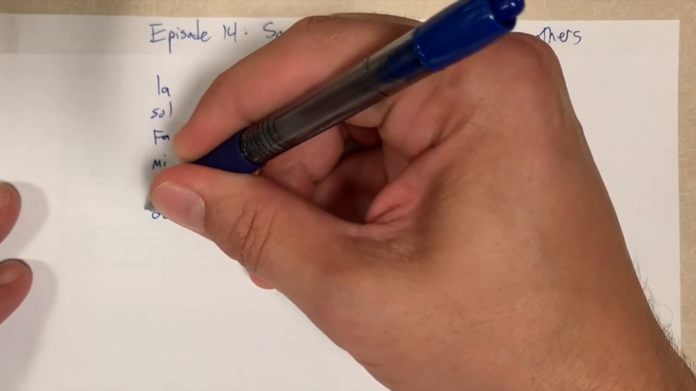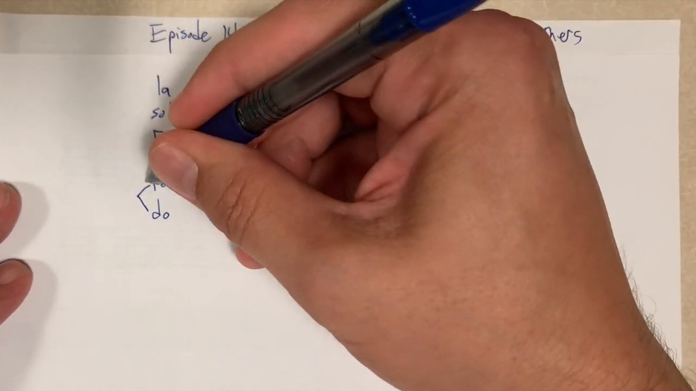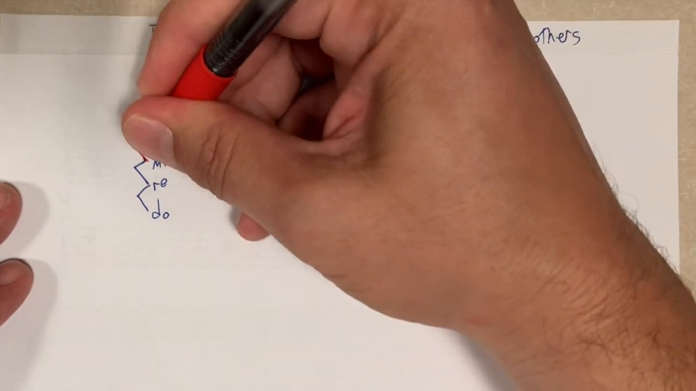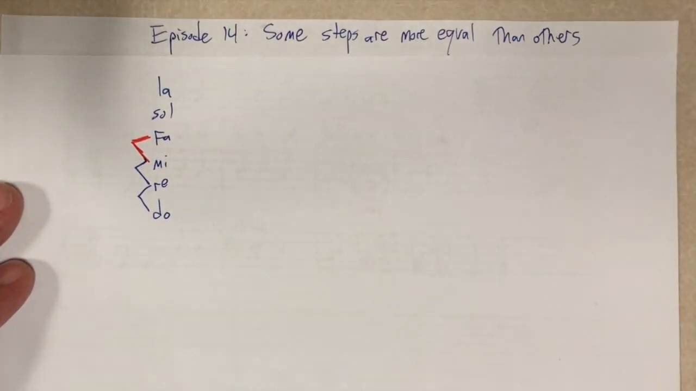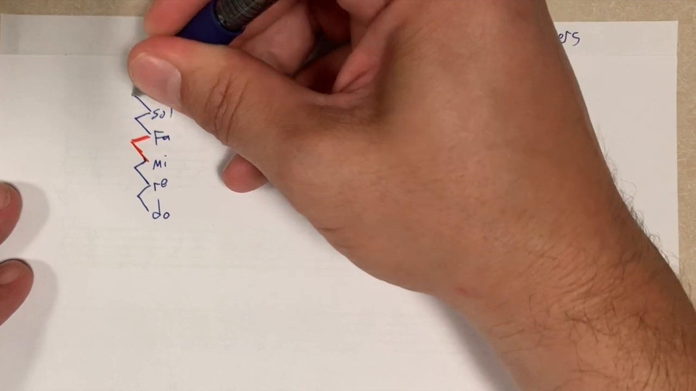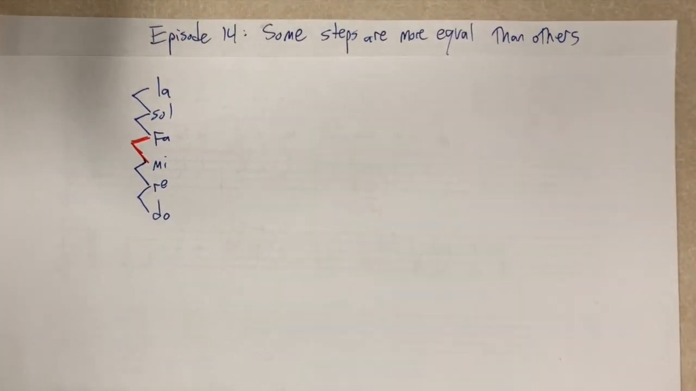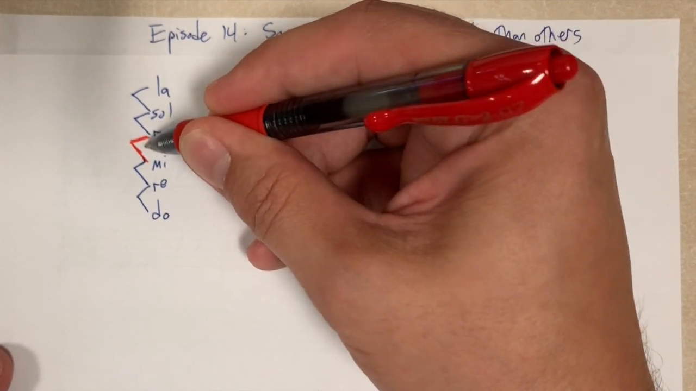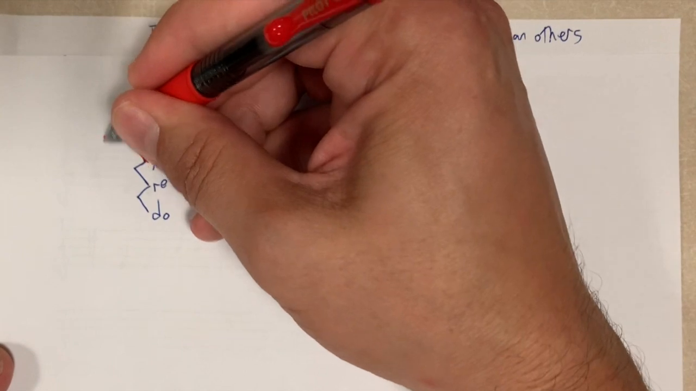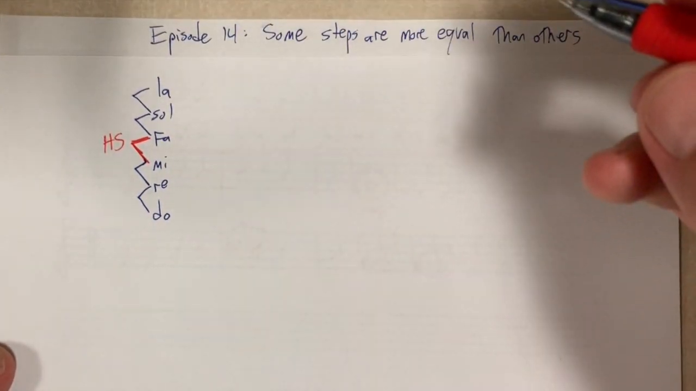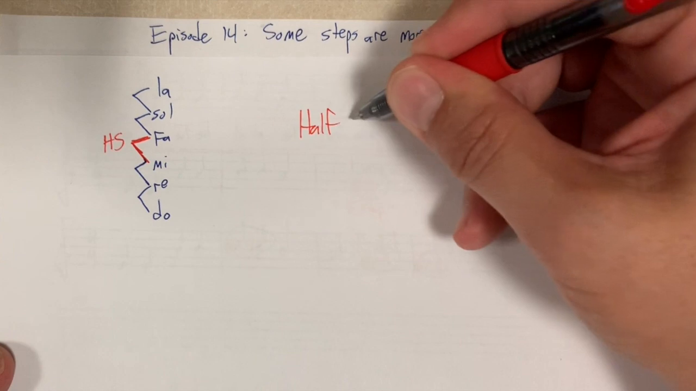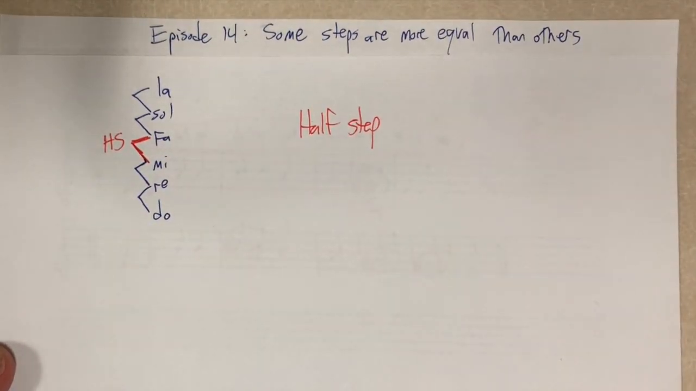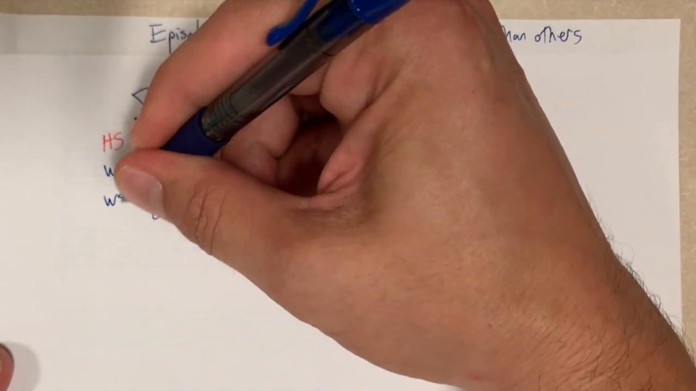Do to re is a normal step. Re to mi is a normal step. Mi to fa, that's one of the weird ones. Fa to sol is normal, and sol to la is normal. This step is actually exactly half the size of this step. And that's why we call this a half step. A lot of times we abbreviate half step to HS. And that means all these other ones are whole steps.